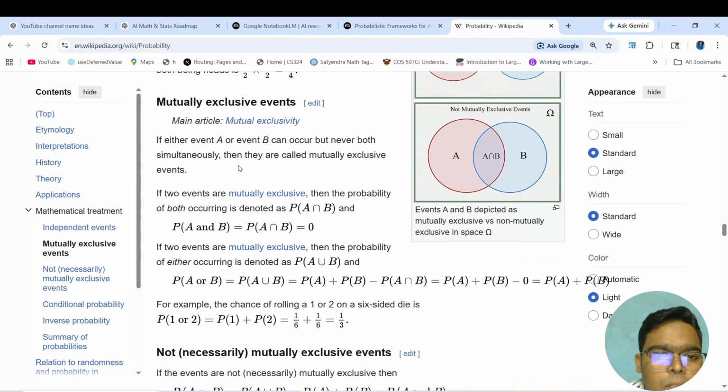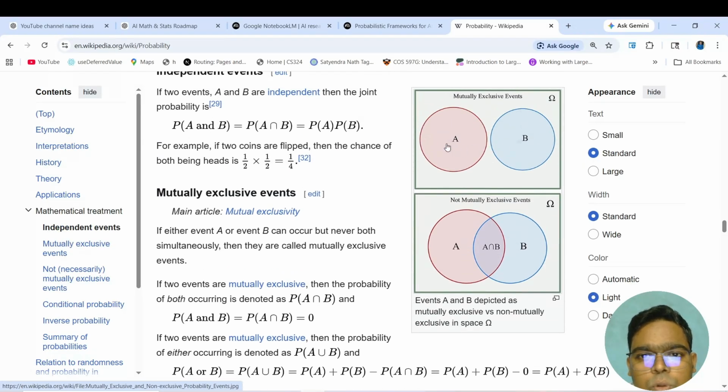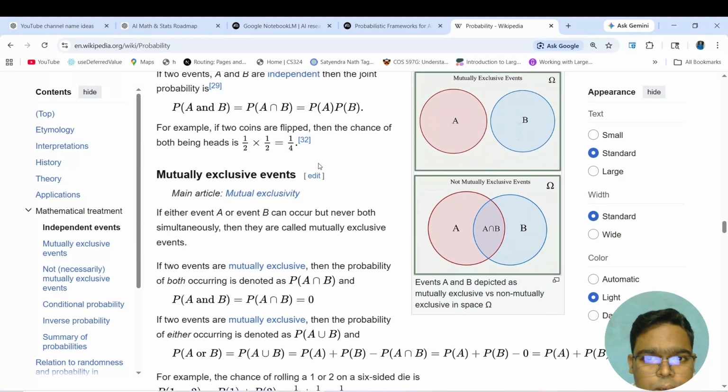And if I say mutually exclusive, that means they are disjoint events. If they are disjoint events, then the joint probability is obviously 0. You see that in the intersection they have nothing, right? In the other case, they are independent, and then you can find the joint probability this way, right?